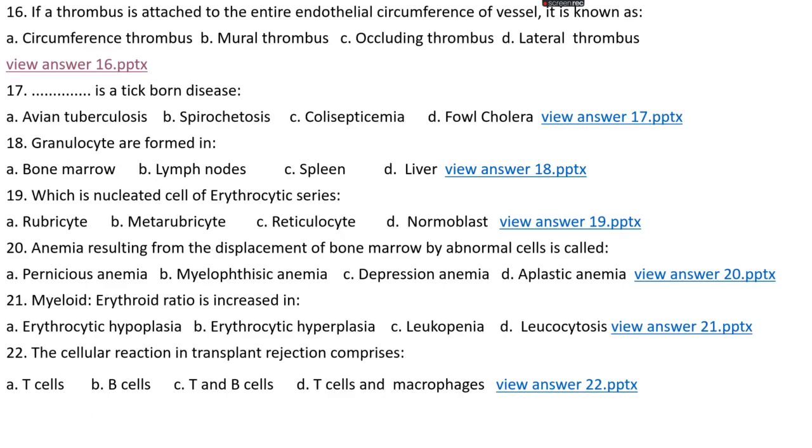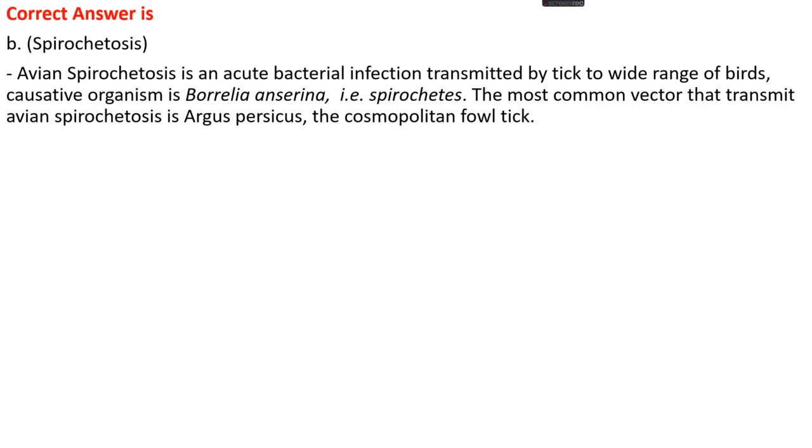Question number 17. Dash is a tick-borne disease. Option A, avian tuberculosis. Option B, spirochetosis. Option C, cholesepticemia. Option D, fowl cholera. The right answer is option B, that is spirochetosis.